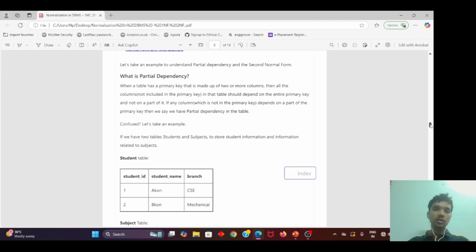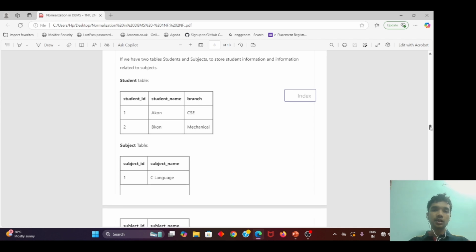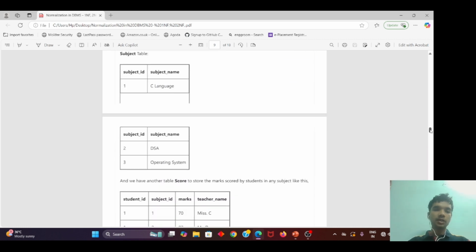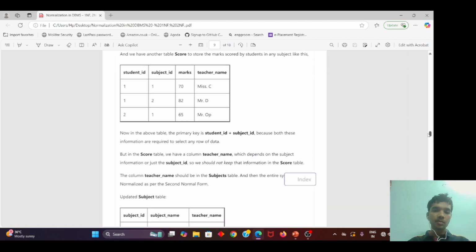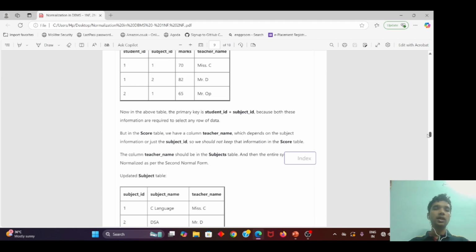Like there, what is the partial dependency? Let's understand it in detail. There are two tables, students and subjects. Student contains student ID, student name, branch, and subject contains subject ID and subject name. There is also a third table, score, which contains student ID, subject ID, marks, and teacher name. In the score table, student ID plus subject ID is the candidate key. But teacher name only depends on the subject ID. One teacher teaches only one subject, so it is related to only subject ID. So there is a partial dependency here.